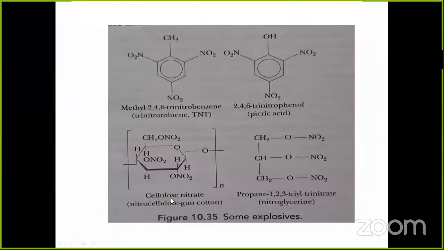And another one, this is also used as an explosive product. Cellulose nitrate. Cellulose interacts with HNO3 and gives cellulose nitrate, the nitrocellulose, gun cotton. And another one, nitroglycerin. Glycerin interacts with HNO3 and forms trinitroglycerate. This is called trinitroglycerate. It is also used as an explosive.